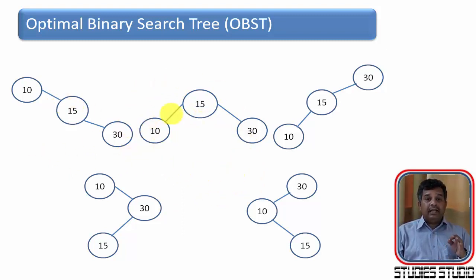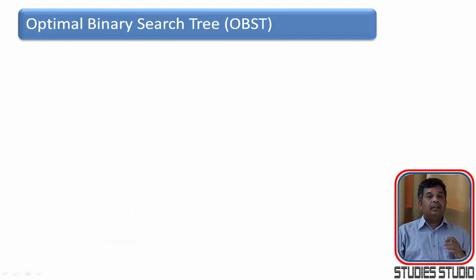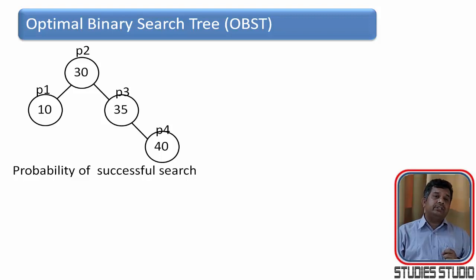Now out of these 5 binary search trees, which binary search tree is optimal? Optimal means maximal or minimal, we can say based on some data. Here there is no data. Whenever we are talking about an optimal binary search tree, we are talking about the searching time. So whenever we are talking about searching time, there is a probability associated with each data.